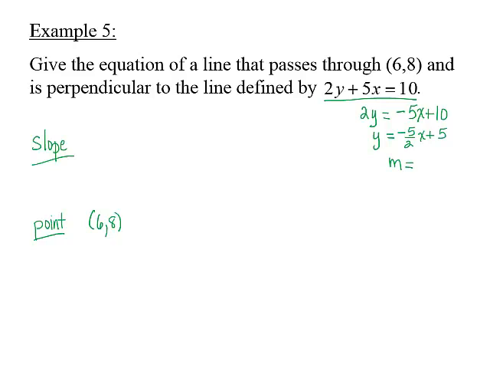The slope of the given line is negative 5 halves. The slope of the line perpendicular to it is the negative reciprocal. Since the given slope is negative, the slope of the perpendicular line is positive, and we flip the fraction. So think of flip the sign, flip the fraction. Now we have the slope and a point. To get the equation, we substitute into the point-slope form.